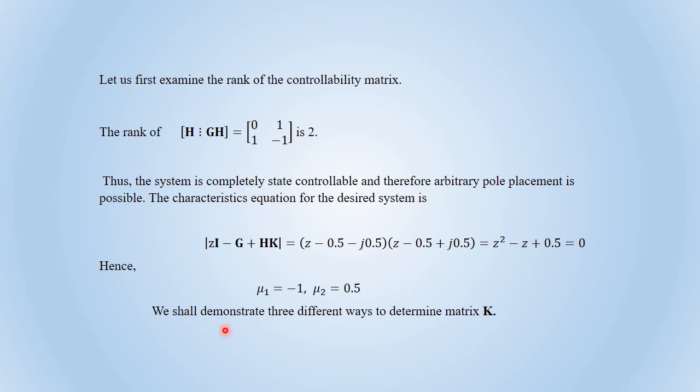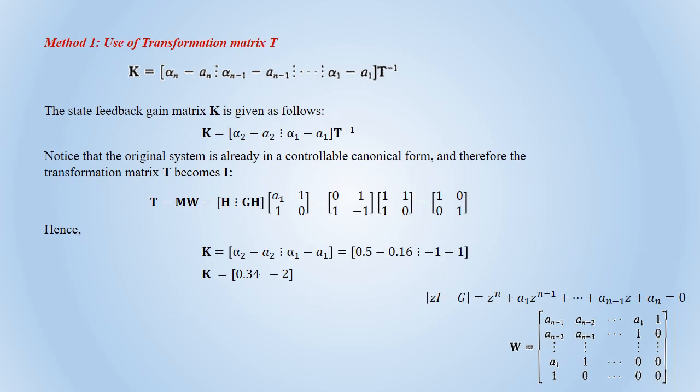Therefore, with the coefficients of the actual characteristic equation and the desired characteristic equation, we will now demonstrate in three ways how we can find out the state feedback control matrix K. The first method is by use of transformation matrix T. This particular method is useful if the system is given in controllable canonical form, because the transformation matrix T in this particular case turns out to be the identity matrix.